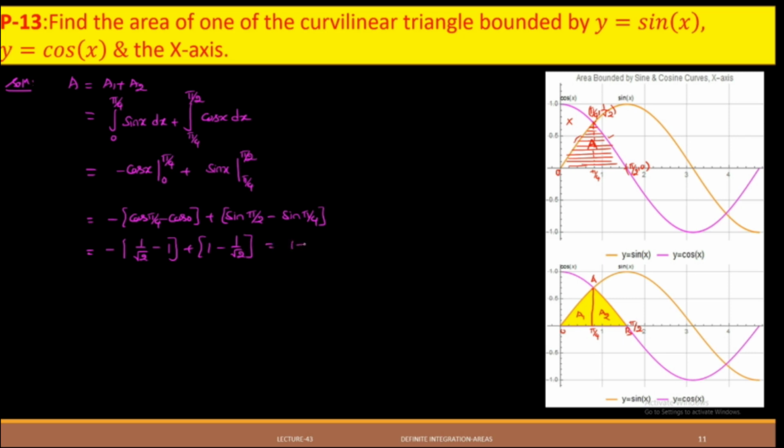So that is equal to 1 minus 1 by root 2 plus 1 minus 1 by root 2. So that is equal to 2 minus 2 by root 2, which is equal to 2 minus root 2. So the area of the curvilinear triangle OAB is 2 minus root 2 square units.